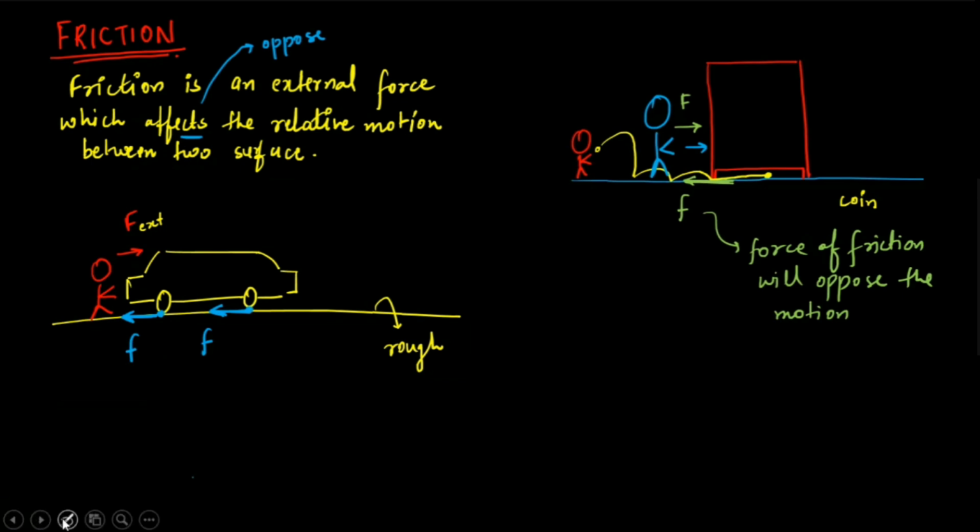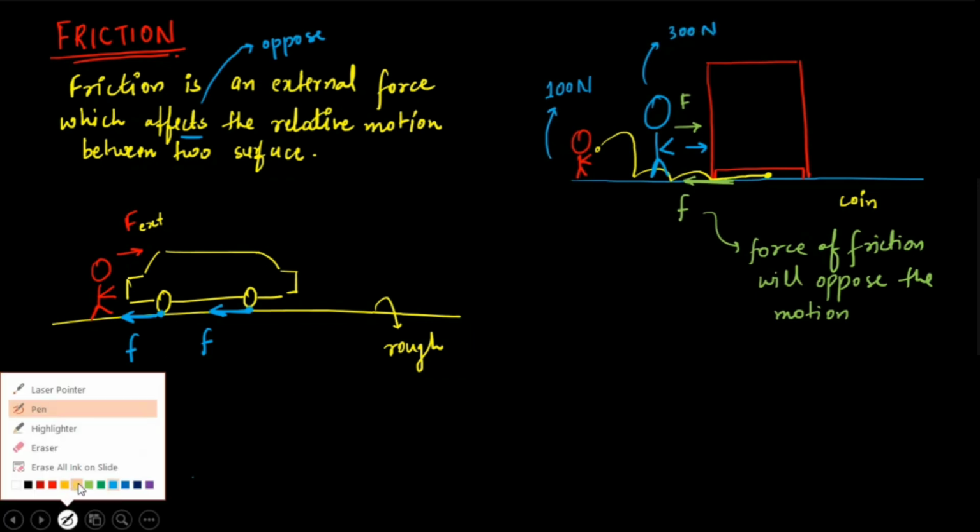So assume that initially the boy was the only one who was applying force, and initially he applied a force of 100 newtons as per his capabilities. He applied an external force of 100 newtons. Similarly, when his elder brother came, he also applied a force of 300 newtons. This is what I am assuming as of now to make you understand the values of friction.